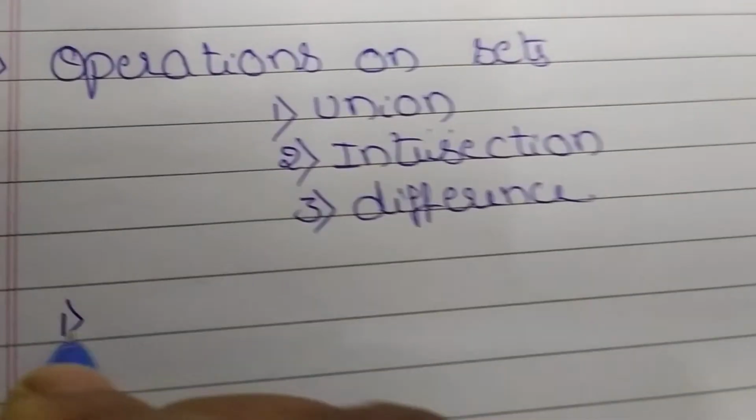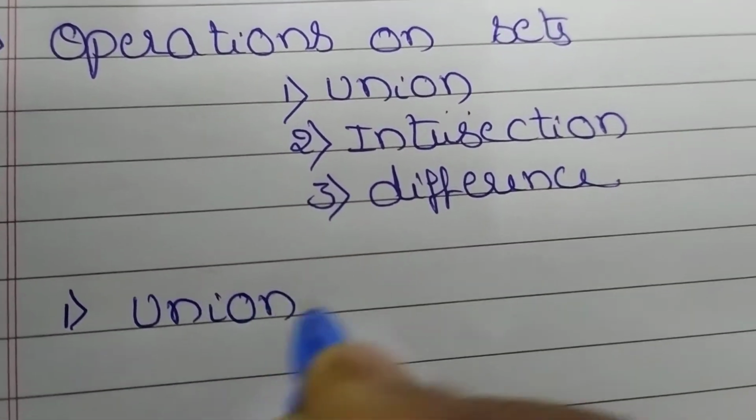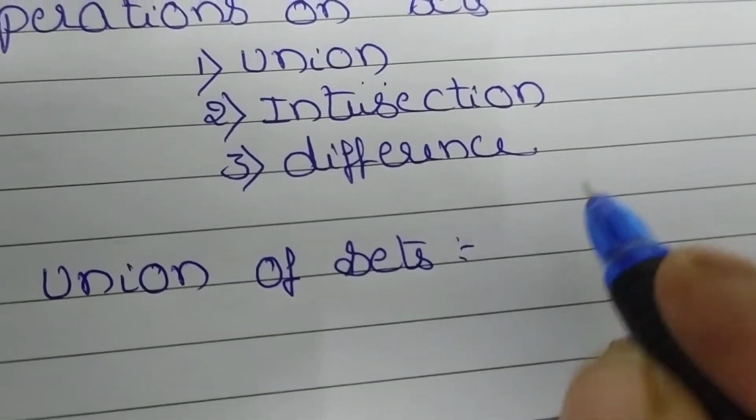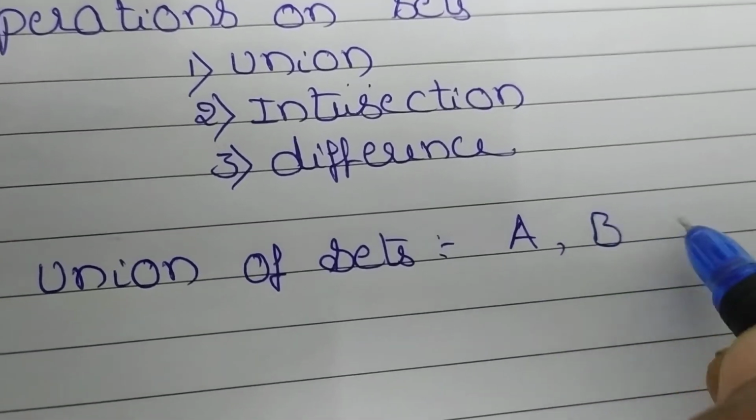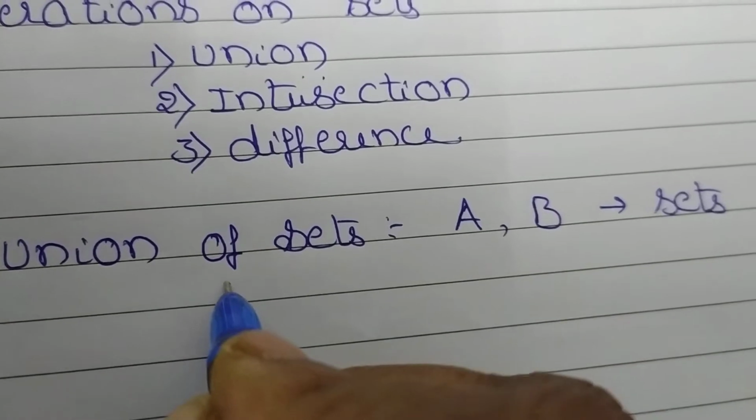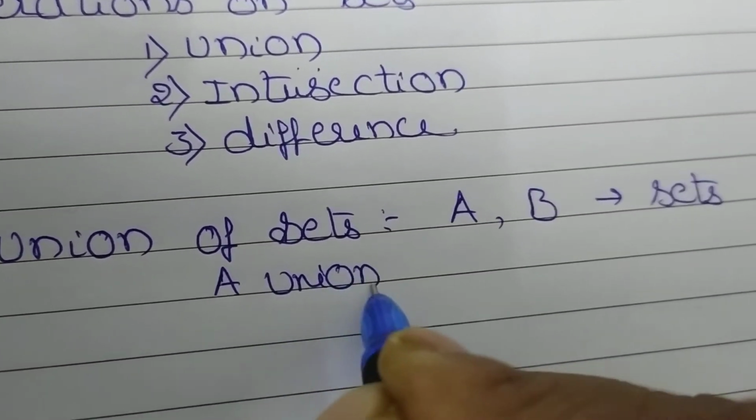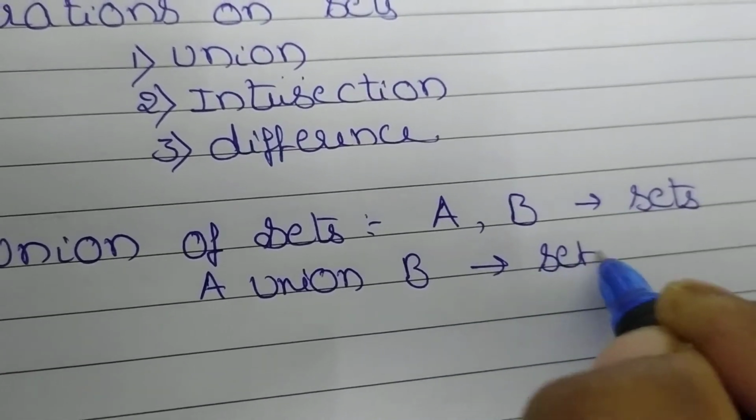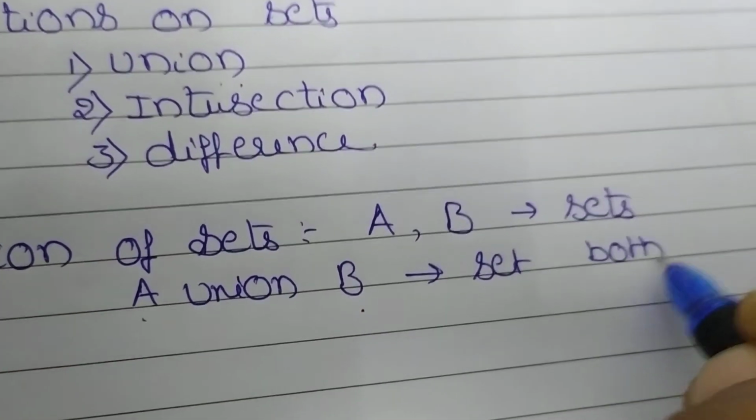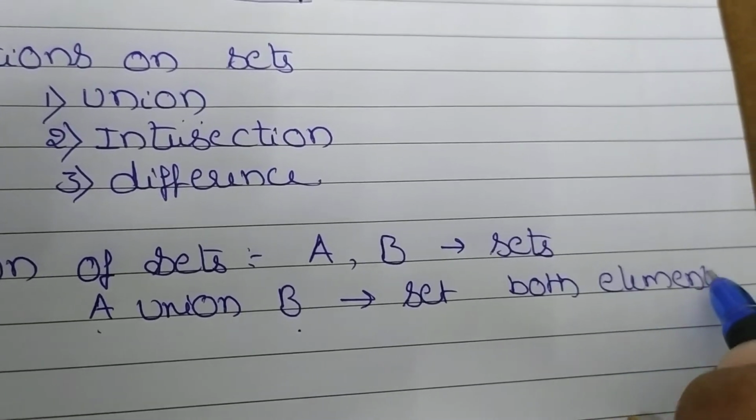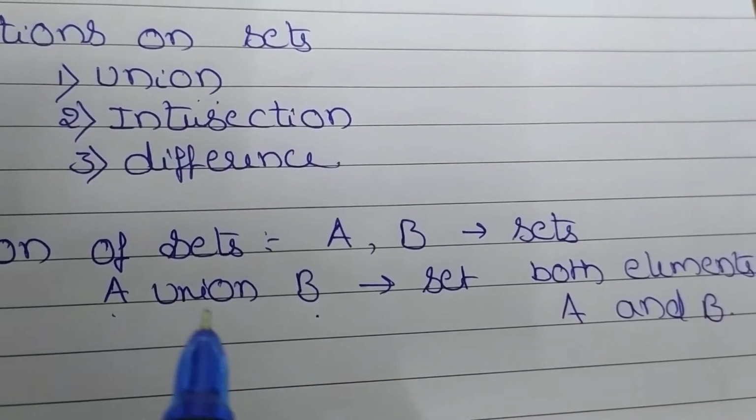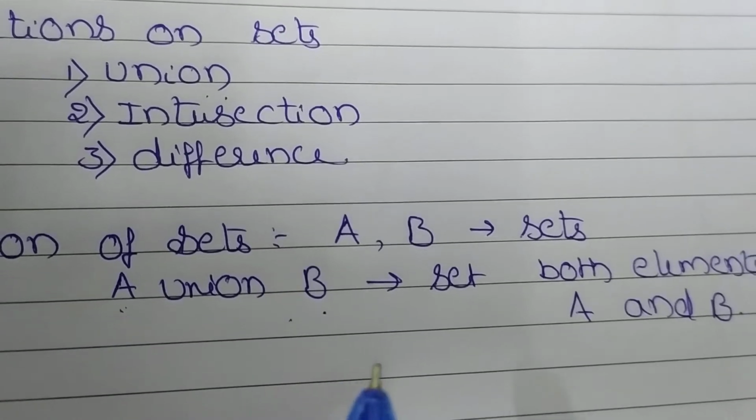Now coming to the union of sets. What do we mean by the union of two sets? Suppose A and B are any two sets. Then A union B will be the set containing both the elements of A and B. If any elements are repeating in both A and B, we should write them only once.